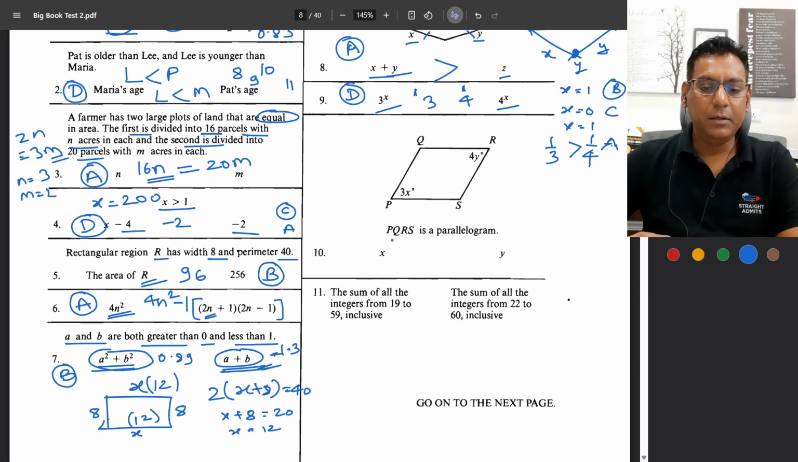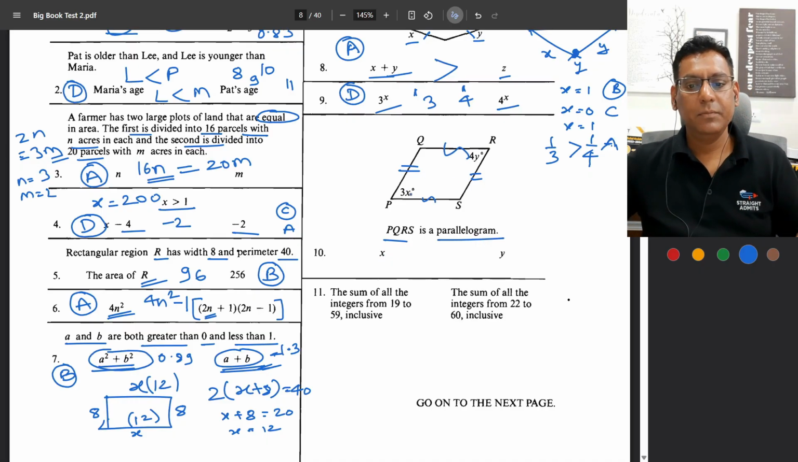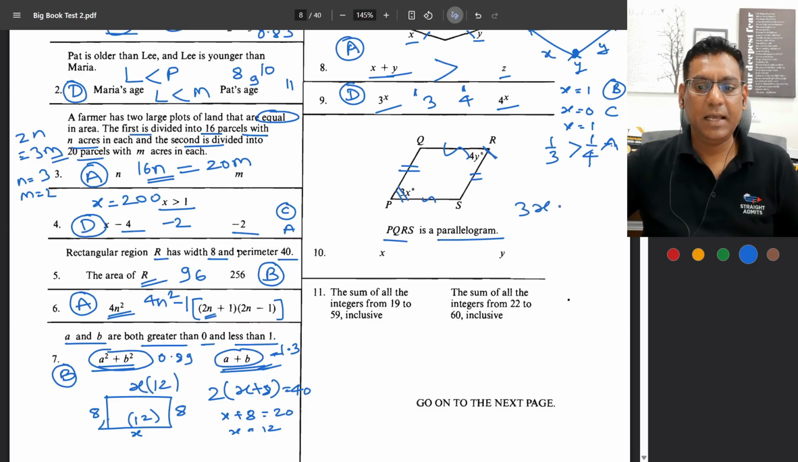Okay, question 10, PQRS is a parallelogram. All right, so that means these lines are parallel. Okay, X and Y. If this is a parallelogram, we know that the opposite angles are going to be equal. So that means 3x is equal to 4y. Again, right? 3x is equal to 4y. One solution of that would be x is equal to 4, y is equal to 3. Correct? So x has to be greater than y. The answer would be A.